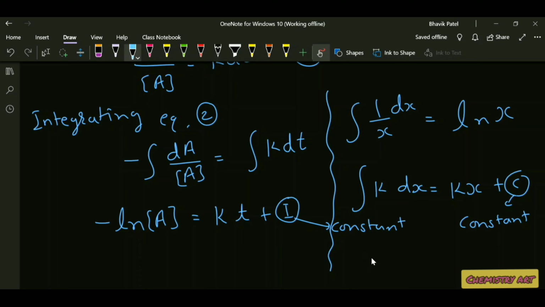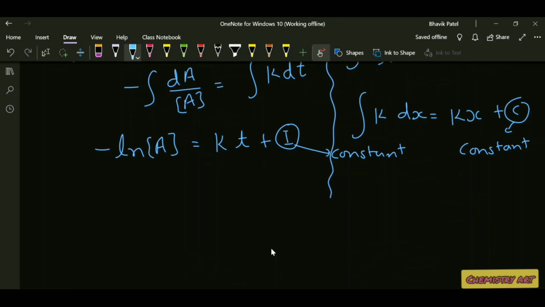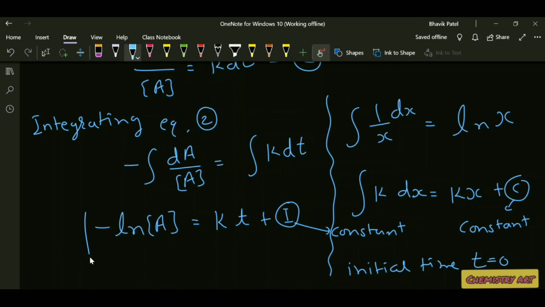Suppose we want the value of this constant I. At the initial time, initial time means t equals 0. For getting the value of I, suppose we call this equation number 3. Let me write it here first. This is equation number 3.